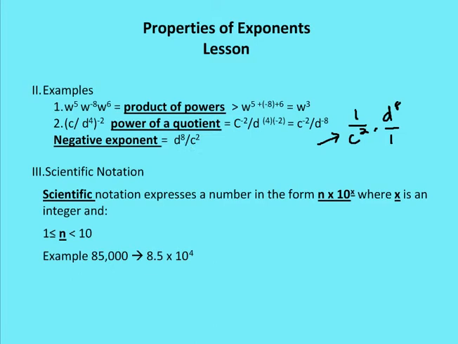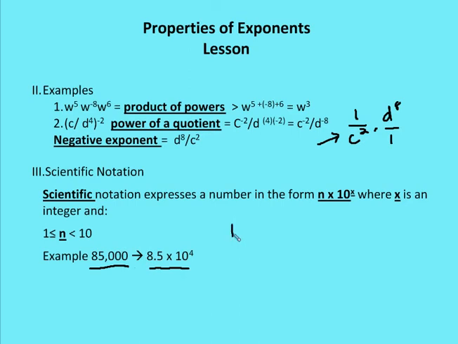And finally, let's talk about scientific notation. Scientific notation is just a means for us to express very large numbers, or very small numbers, in a very simple format. We're going to write 85,000 in scientific notation, in the form n times 10 to the x, where the n value is always going to be between 1 and 10. Then we provide 10 to some exponent in order to correctly state 85,000.